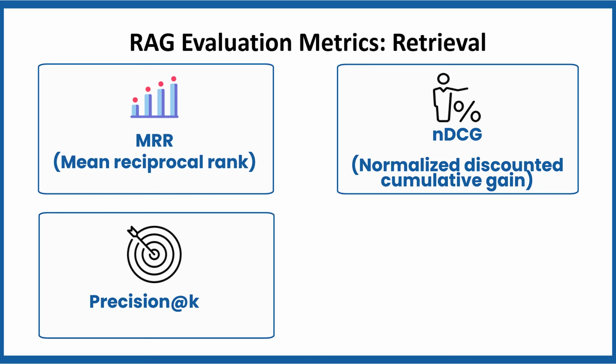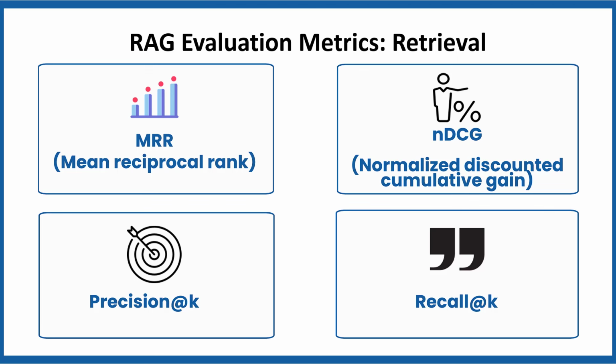Precision at K checks how many of the top K retrieved documents are relevant. It ignores the rest of the ranking and looks only at the quality of the top K results. It is useful when the LLM only uses a small number of retrieved chunks, such as top 3 or top 5. For example, if your top 5 search results contain 3 correct documents, precision at 5 is equal to 3 by 5, that is equal to 0.6.